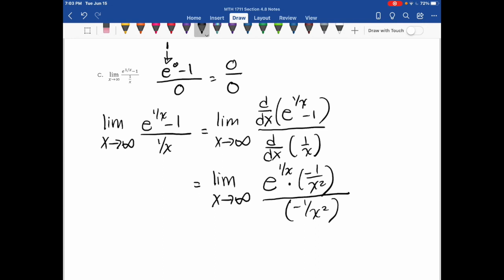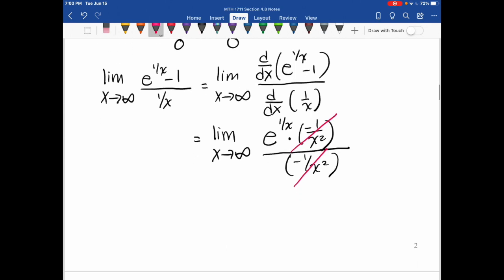Again, you can use the quotient rule, or you can rewrite 1 over x as x to the negative 1 and use the power rule. So now I can cross this off and I cross this off, and I get the limit as x goes to infinity of e to the 1 over x. As we plug in really, really large numbers for that x in the denominator, the whole fraction goes to 0. So we end up getting e to the 0, which is 1.